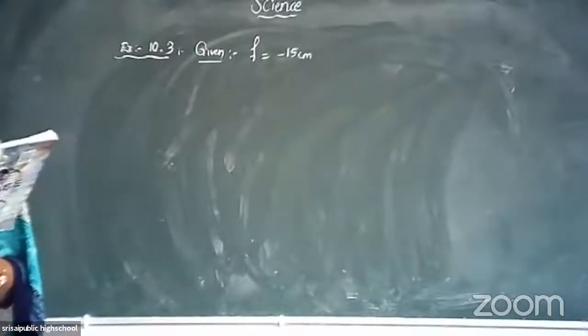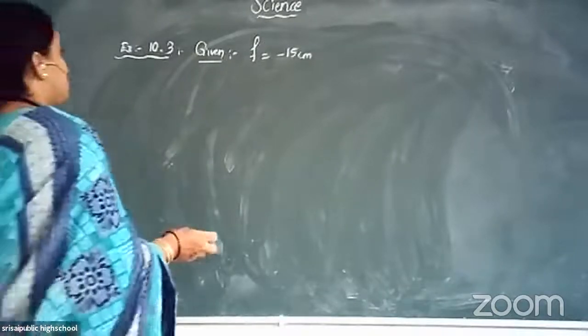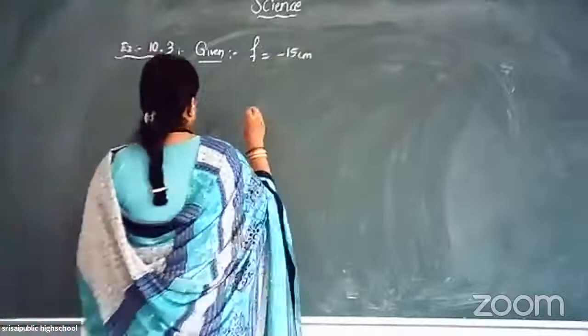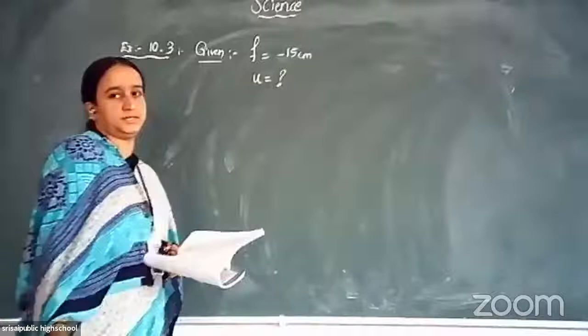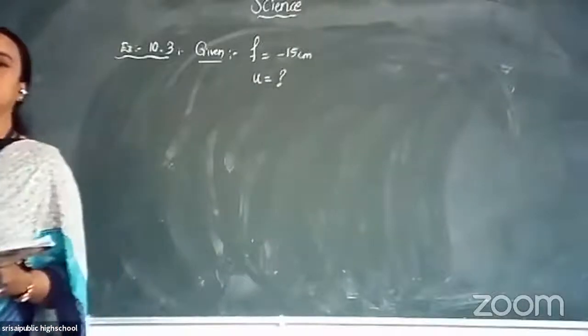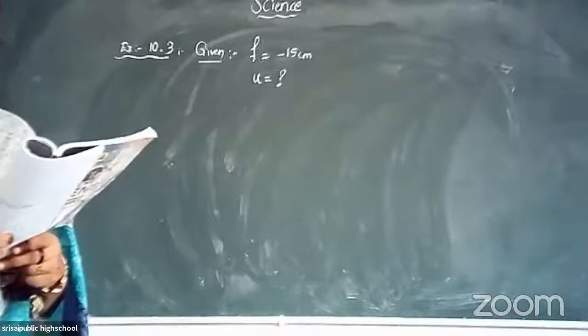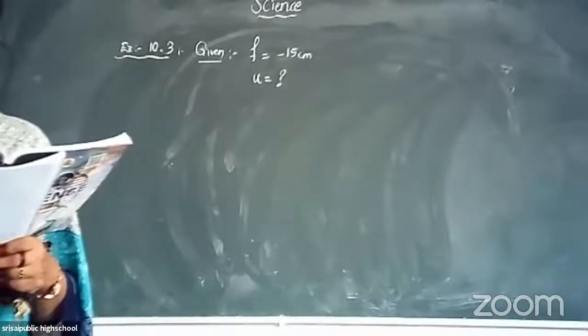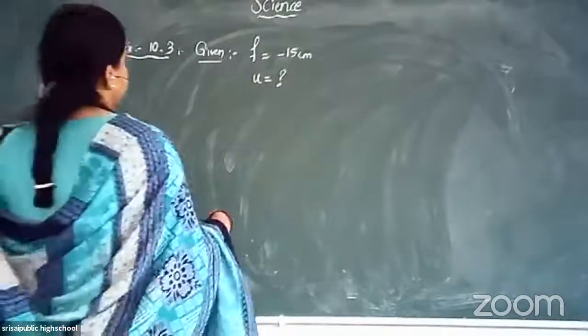Now next, at what distance should the object from the lens be placed? At what distance the object should be placed means which distance you have to calculate? Object distance. At what distance you have to keep the object, they are asking you, so that it forms an image at 10 centimeters. The image is formed at 10 centimeters.